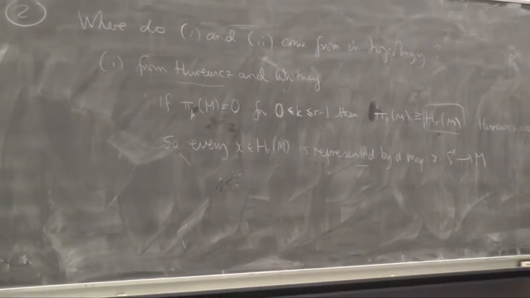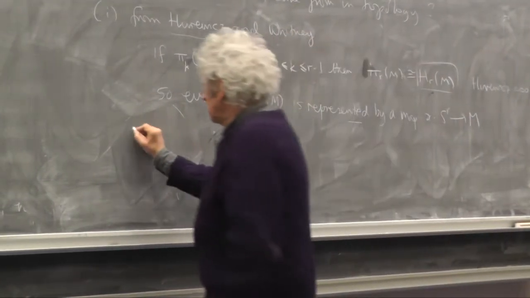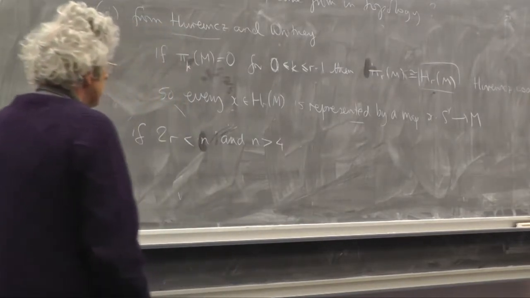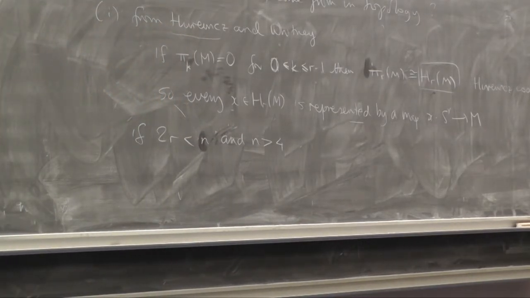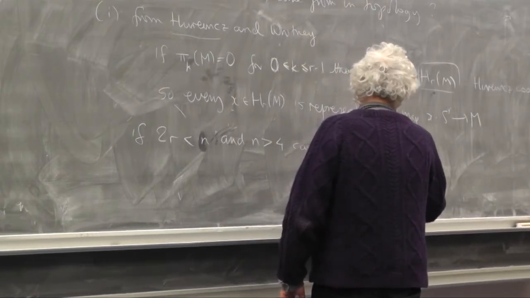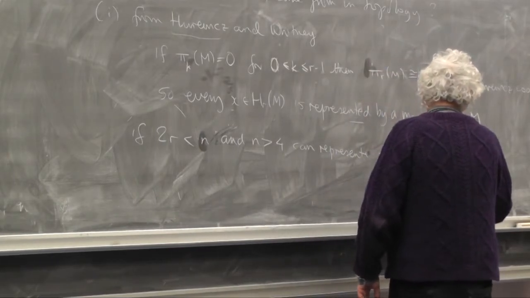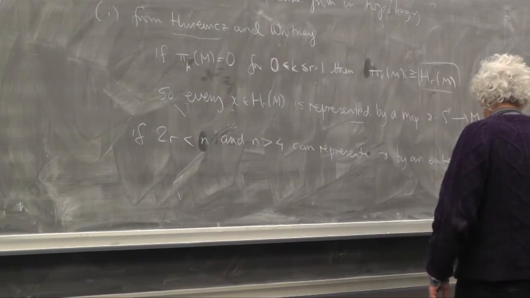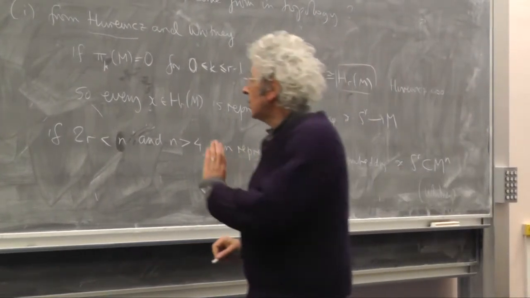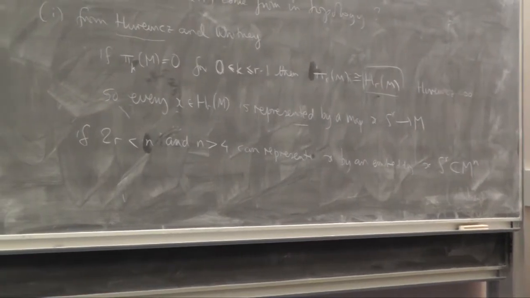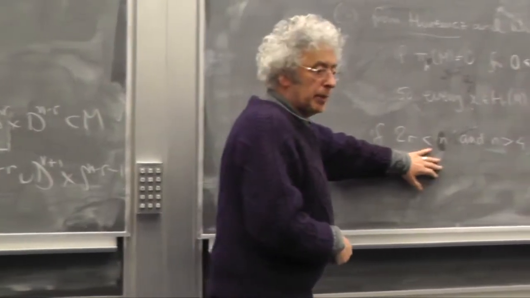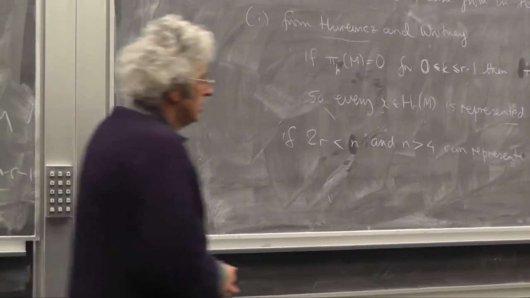And then what Whitney does, assuming n is big, which always means greater than 4, and 2r is less than n, can represent x by an embedding. So this is the embedding theorem. Okay, so these are going to be the ingredients also in the more general case of trying to do surgery not just on a manifold, which is in general not possible, but on a normal map, which is in general possible below the middle dimension. Okay, so that's kind of the ingredients.